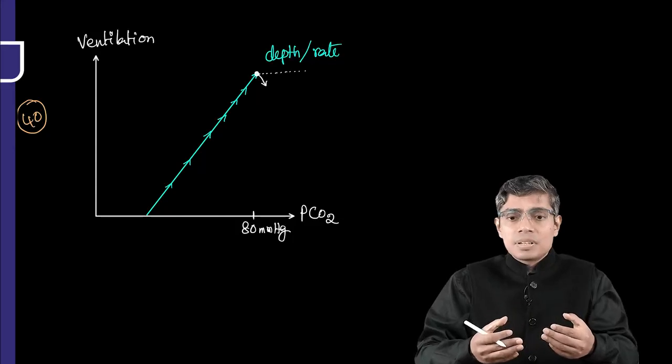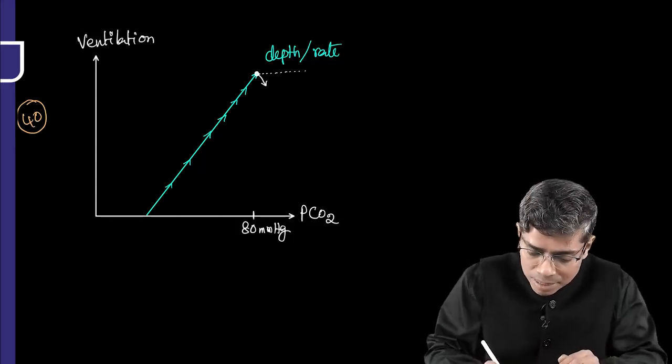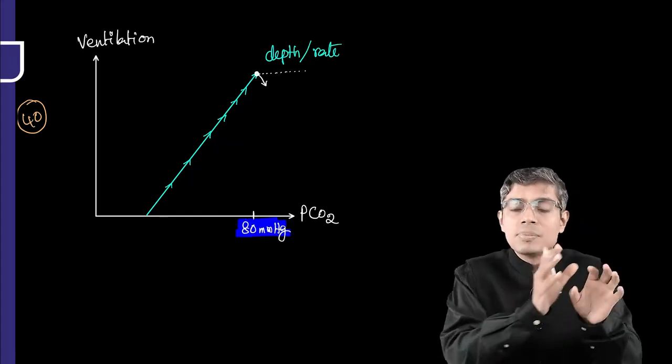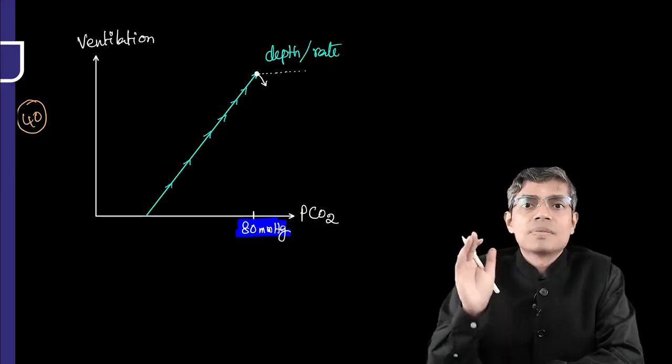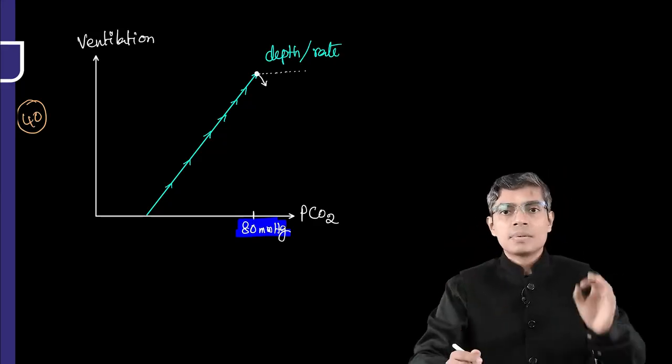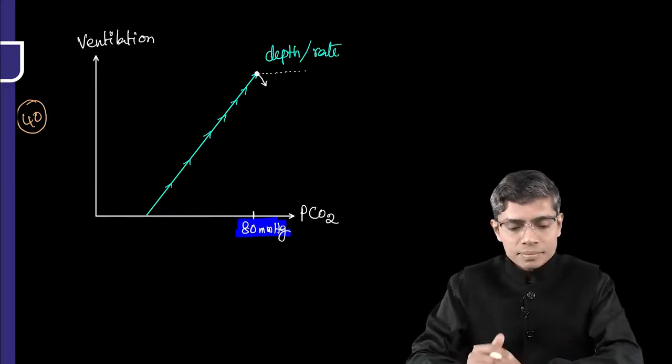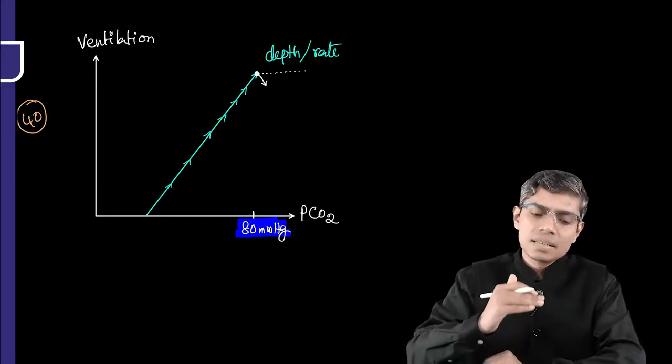And if that partial pressure of carbon dioxide is beyond 80 millimeter of mercury, rather than stimulation to the peripheral chemoreceptor, it can cause depression of your peripheral chemoreceptor. So please remember, from 40 to 80, the increase in ventilation is linear.